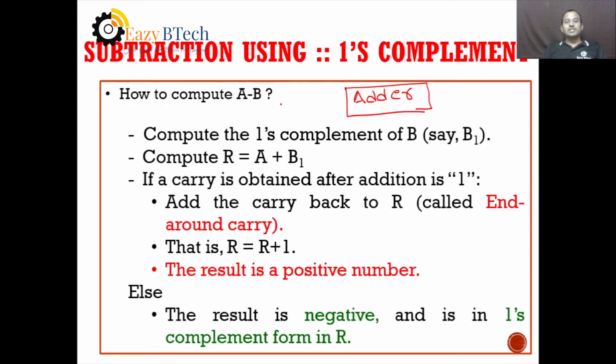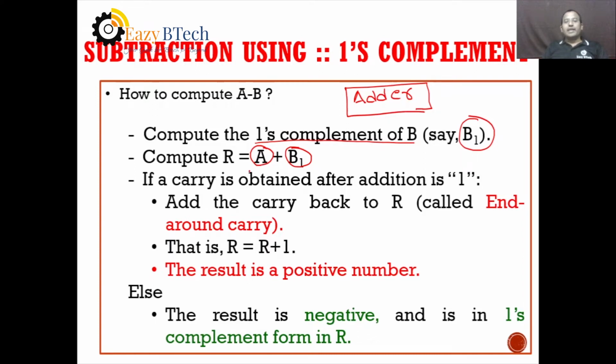Now we will see the procedure of how to do the subtraction using 1's complement method. For example, if you want to subtract B from A, the first step is we have to find the 1's complement of B. Whichever number we would like to subtract, that number's 1's complement we have to find. If we call that B1, then we have to add that B1 to the first number. We have to add whatever 1's complement we have found to A.